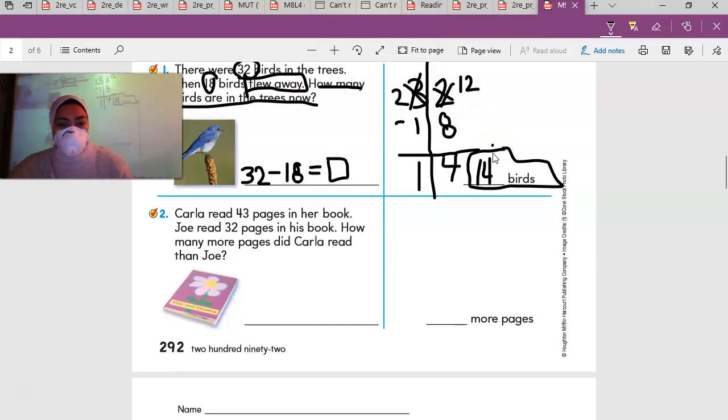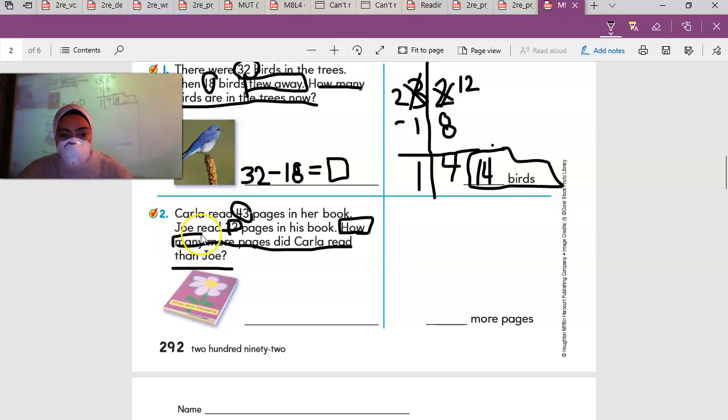Okay, moving on. Carla read 43 pages in her book. How many did she read? 43. Joey read 32 pages in his book. How many more pages did Carla read than Joe? How many more is a key word. That means what? Subtract. Box how many more. How many more is a key word. It means subtract. Box it.